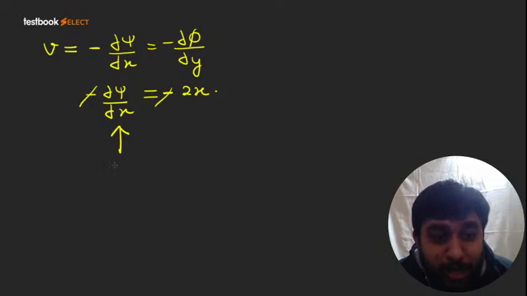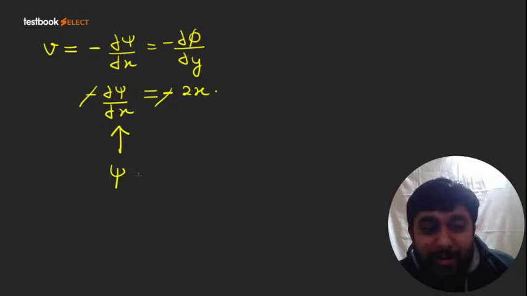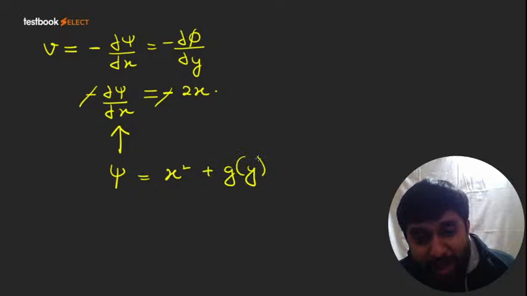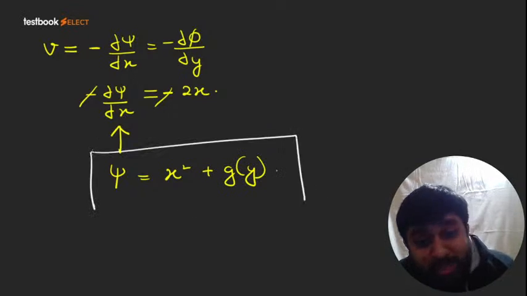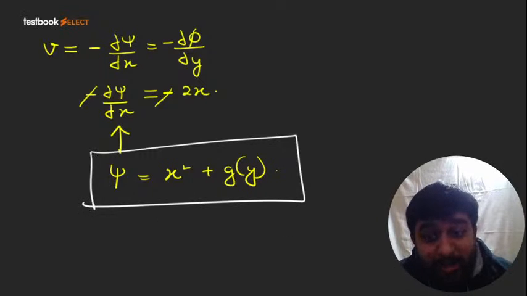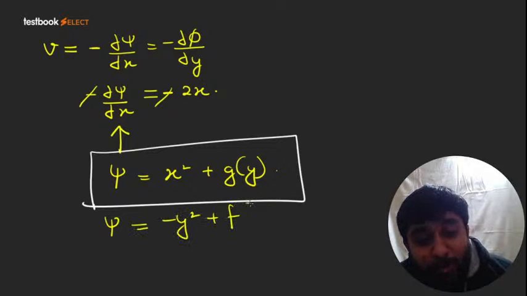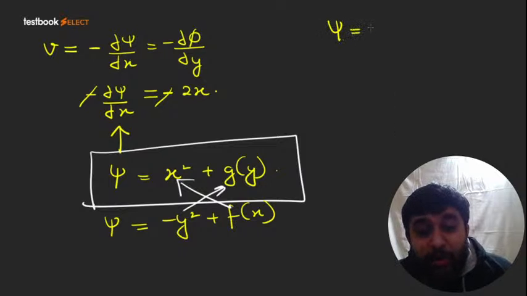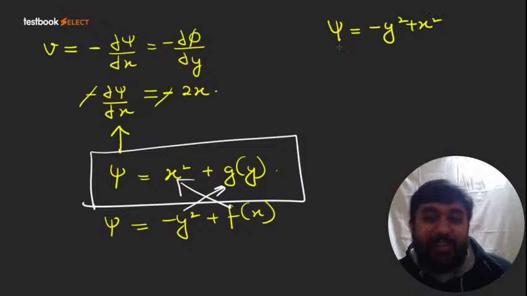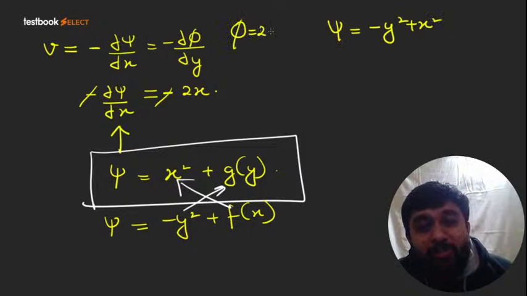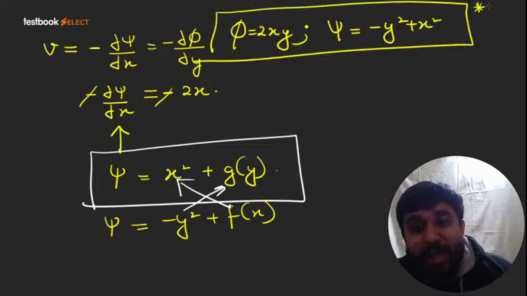Now you partially integrate, keeping y as constant. So you will have 2x square by 2, that is x square, and a pure function of y. Now, whether you find psi from this equation or from the other equation, your answer must be the same. But what is the other answer? The other answer is minus y square plus a pure function of x. You compare them. This is the pure function of x. This is the pure function of y. So your final answer is psi equal to minus y square plus x square. So for a velocity potential function phi equal to 2xy, the psi value is equal to minus y square plus x square.